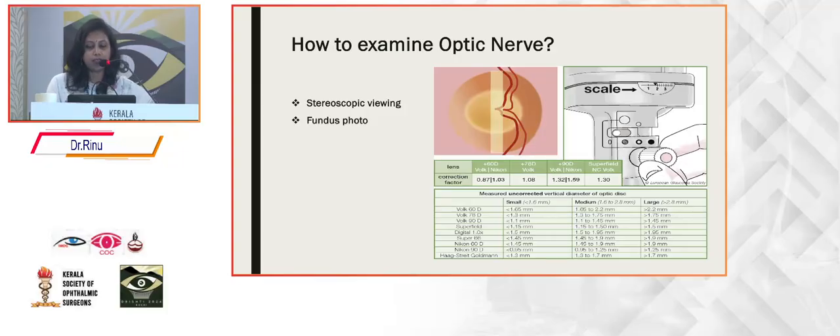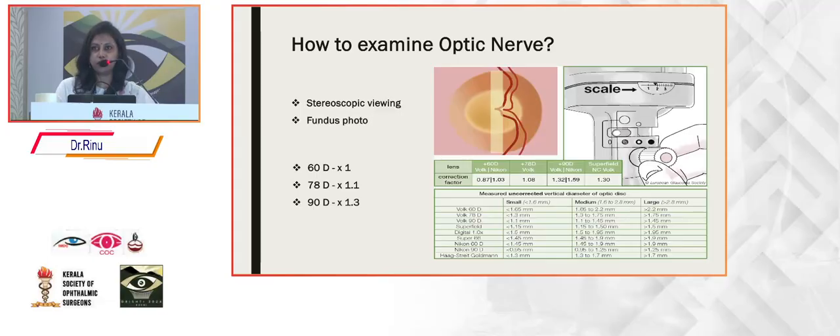With the help of a slit lamp, we make a small vertical beam and overlay it over the disc. And the length of the beam is multiplied by the correction factor of each condensing lens to get the size of the disc.